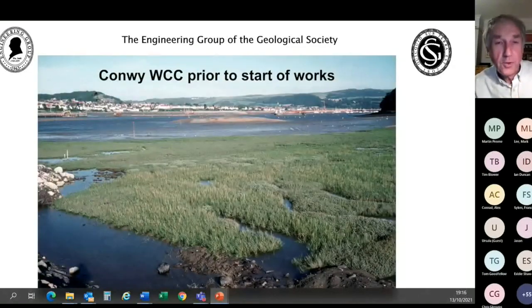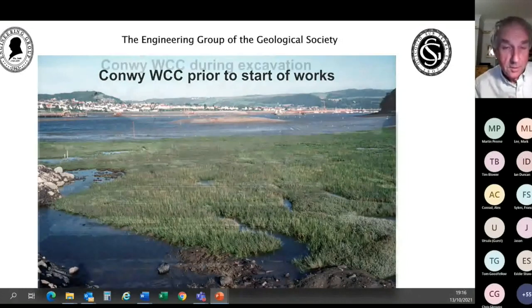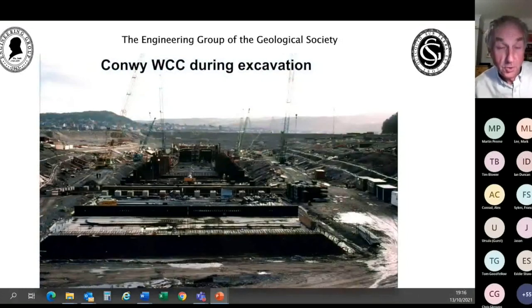So this was the West Cut and Cover prior to the start of the work. It was basically marshland, tidal mudflats. So that's why we needed to have the bund to contain it off. Next slide, please. This is the west cut and cover during excavation. So we're looking down into the mouth of the tunnel, out across the estuary. And the west cut and cover was the one place where we had a bit of excitement during the construction. So if we can have the next slide, please.